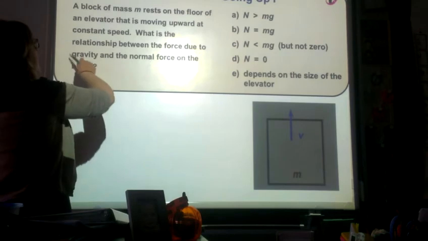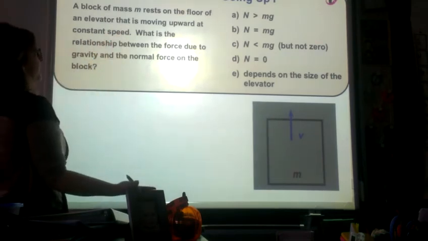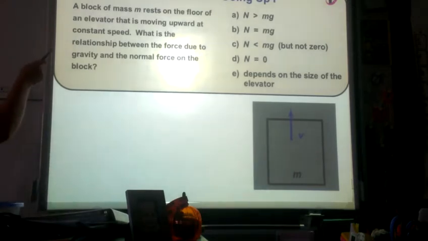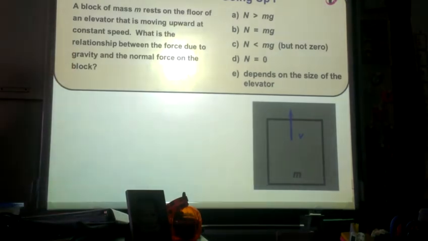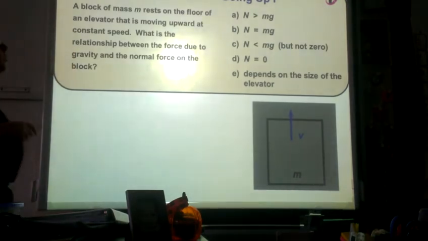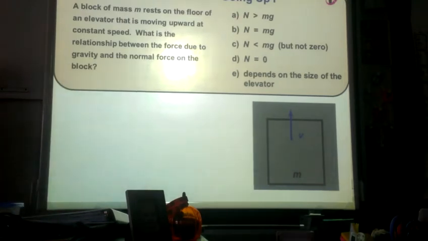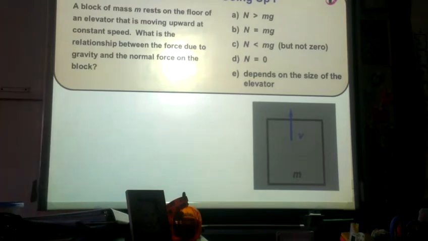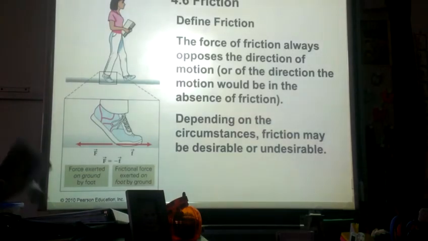So, a block of mass M rests on the floor of an elevator moving upward at a constant speed. What's the relationship between the force due to gravity and the normal force? A, the normal is greater than the weight force. B, the normal is equal to the weight force. C, the normal is less than the weight force, but it's not zero. D, the normal force equals zero. Or E, it just depends on the size of the elevator. Okay, so answer that one for me and have an answer, and then we'll go from there.